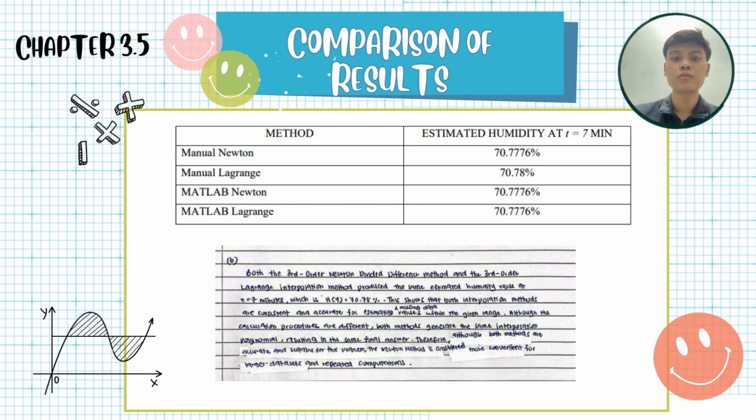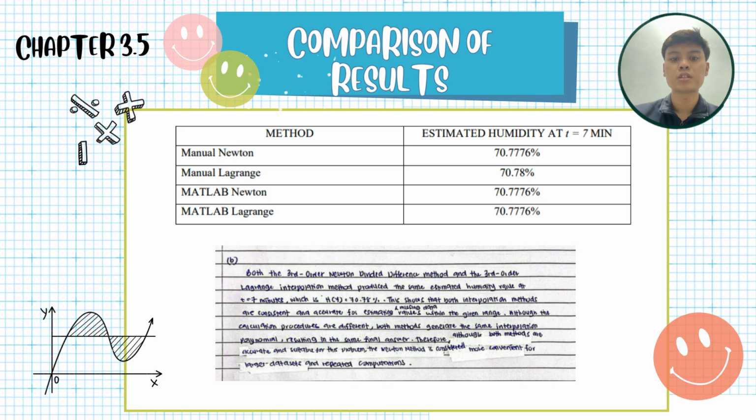Manual Newton, manual Lagrange, MATLAB Newton, and MATLAB Lagrange all produce the same estimated humidity value at 7 minutes, which is 70.78%. This consistency confirms the accuracy of the calculation and demonstrates that both interpolation methods are reliable for estimating missing sensor data. The results show the interpolation can effectively recover missing humidity values without affecting the overall monitoring process.